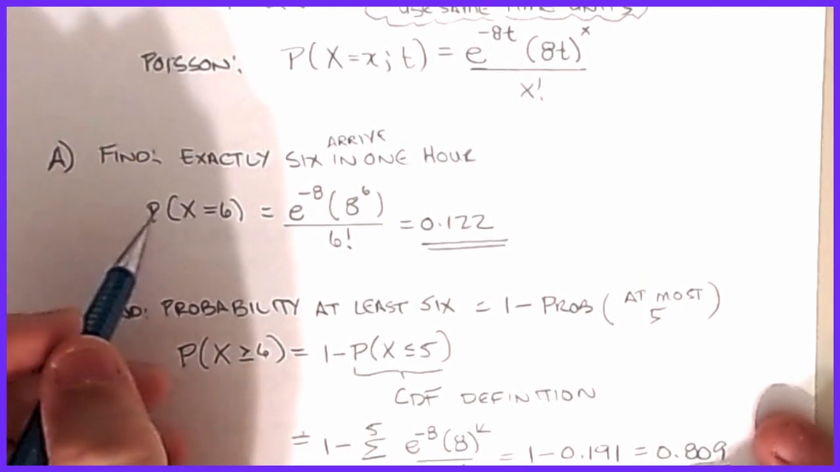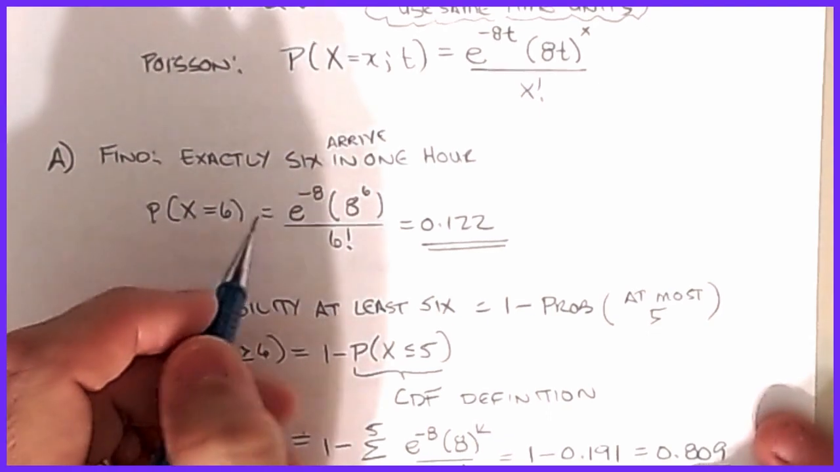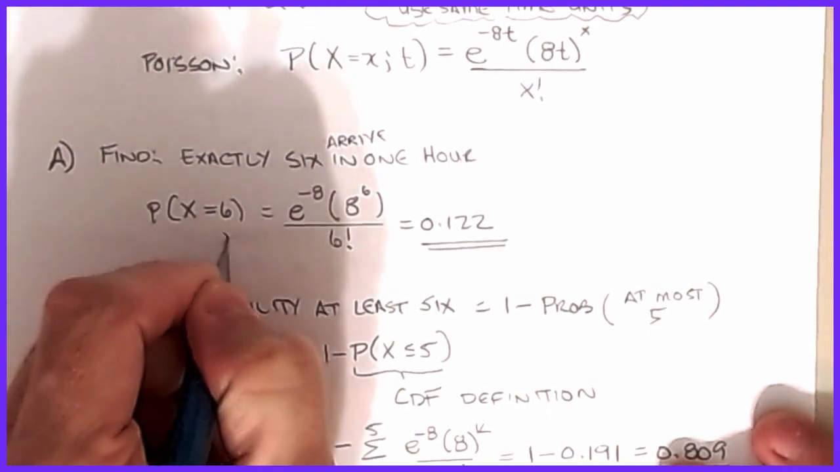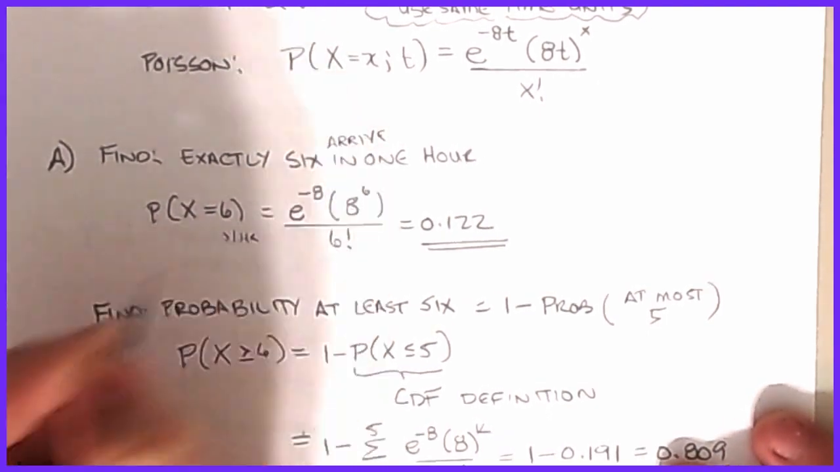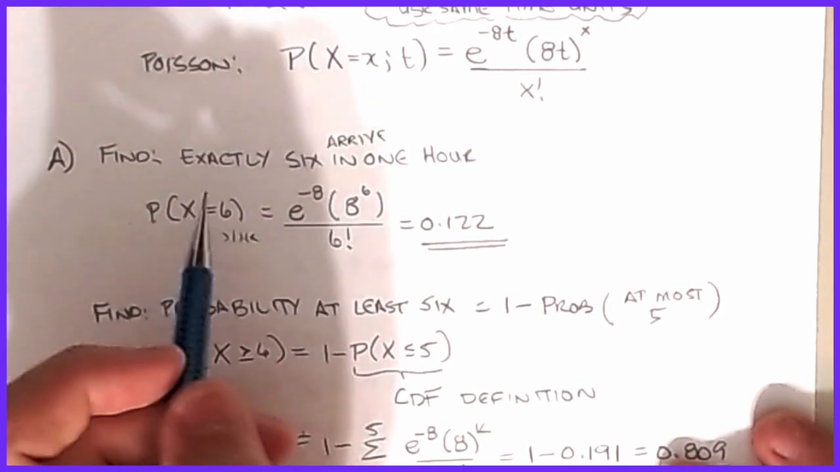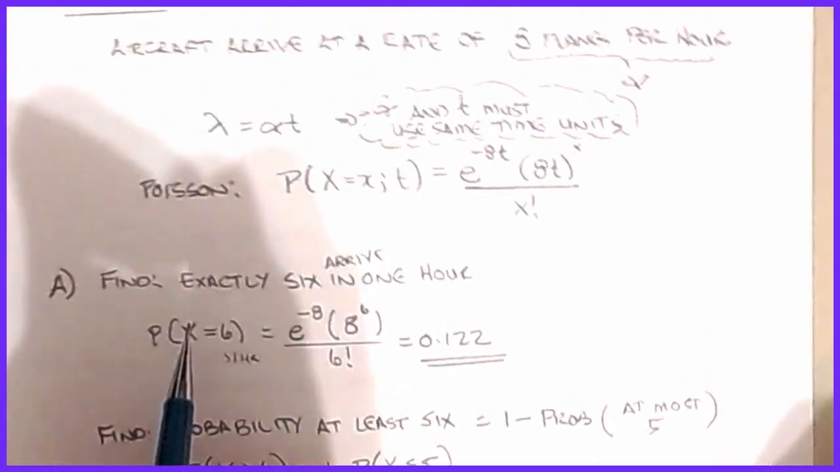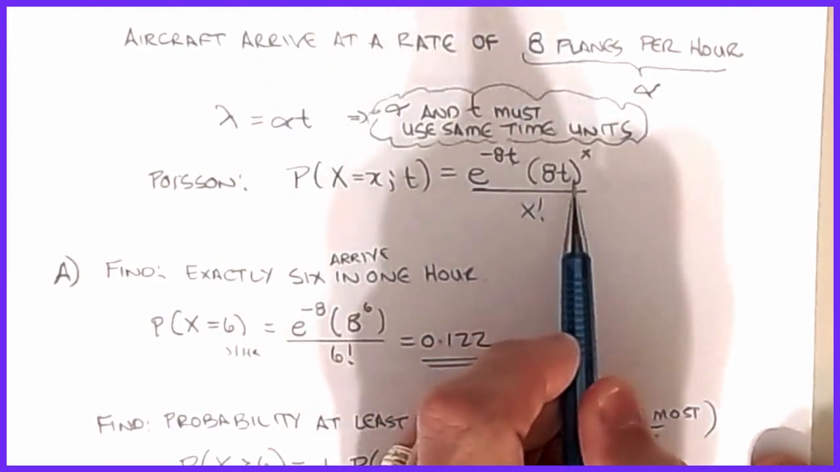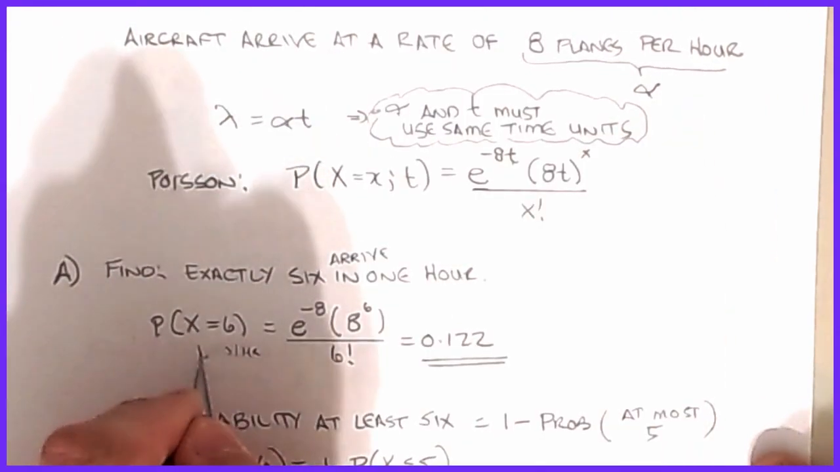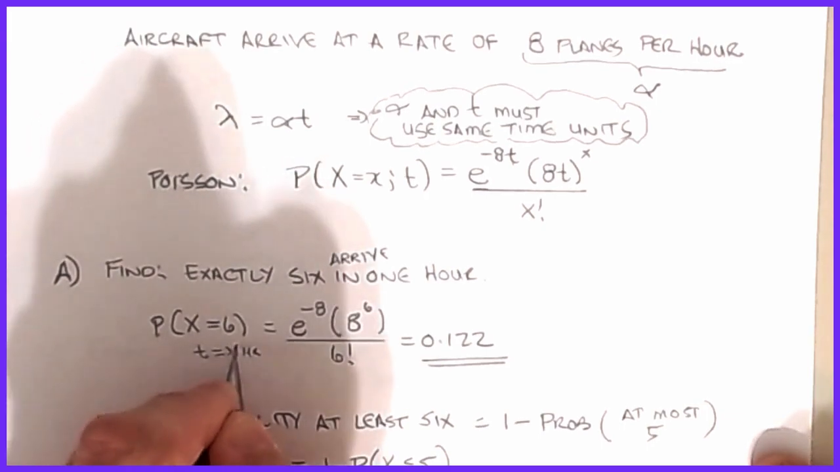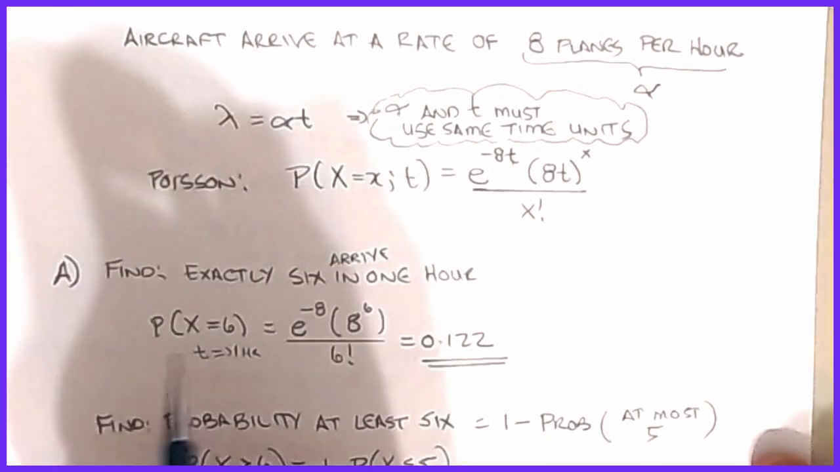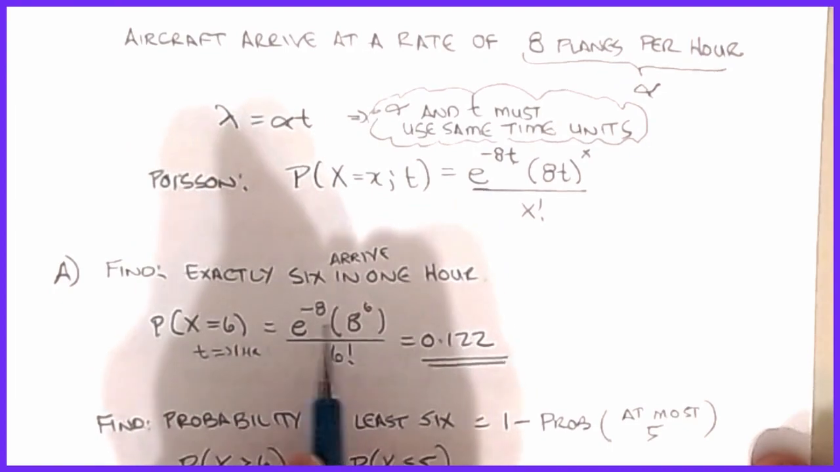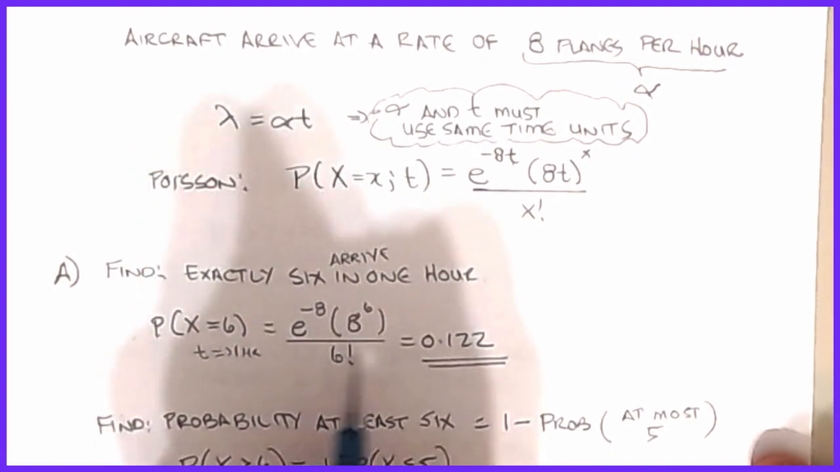Okay, so probability that x is equal to 6. We're going to plug in this. And again, what's happened here is we also have the 1 hour factor that goes in there. And so in our formula, if you look back up on this, I'm plugging in 1 hour for t. So t is equal to 1 hour. Okay, and so it's just a math problem. So e to the minus 8 times 8 raised to the 6, and then all over 6 factorial.